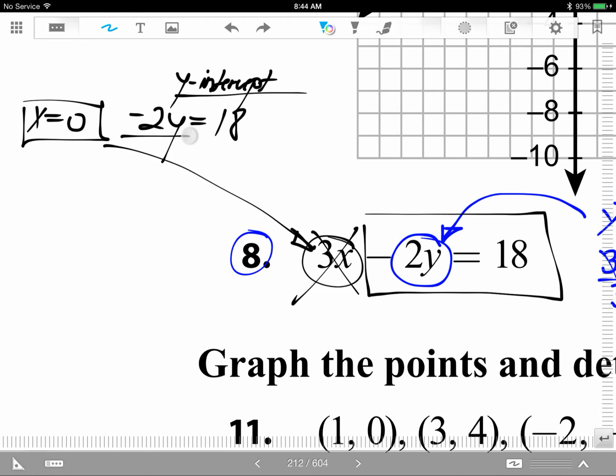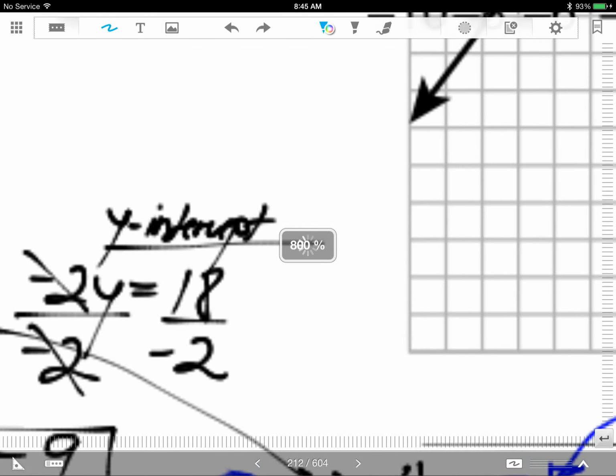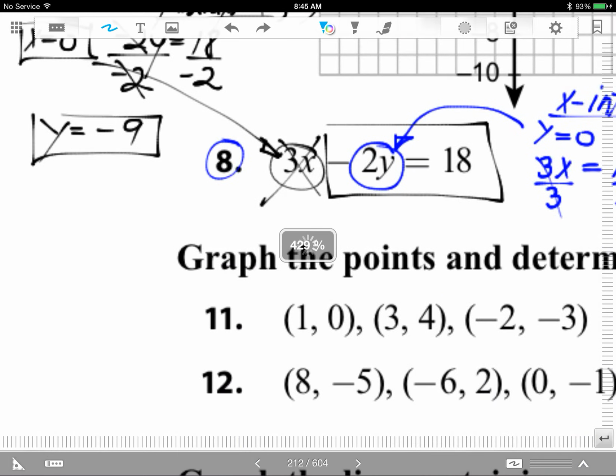To find your y, you will divide both sides by negative 2. Negative 2 divided by itself will be 1. 1y equals negative 18 divided by negative 2, which will be a negative number. 18 divided by 2 is 9, so negative 9. And this is your y-intercept: x equals 0, y equals negative 9. Okay? Got it?